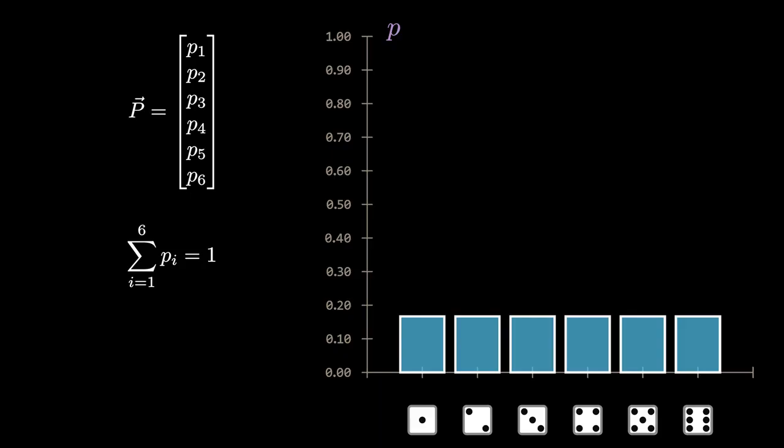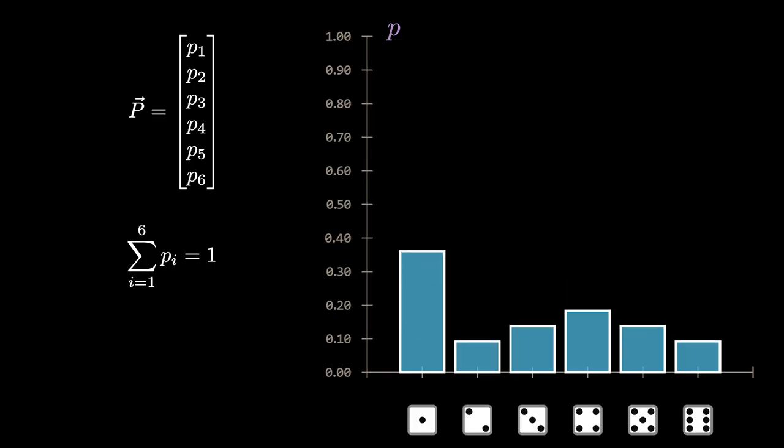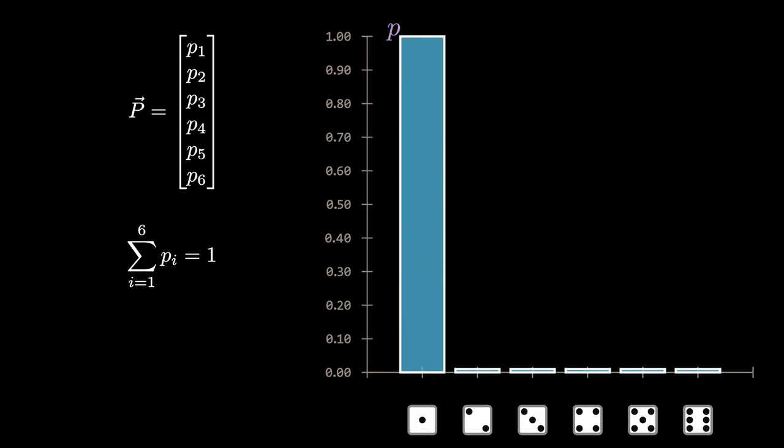Given this normalization constraint, you could imagine many ways this distribution might look. Perhaps all faces are equally likely, giving a uniform distribution. Or maybe the dice is rigged, making one face nearly certain and the rest almost impossible, which seems heavily biased toward one outcome, given how little information we know.